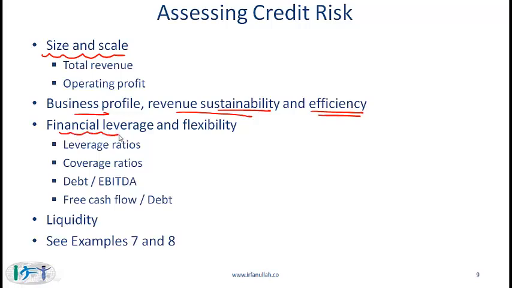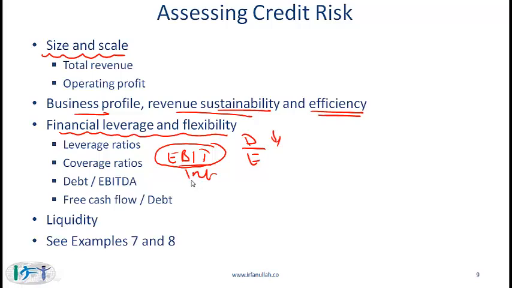You should also consider financial leverage and flexibility. With leverage ratios, we are talking about ratios such as debt to equity. Low ratios are good because for a given amount of equity, if a company has low debt, that means that it will easily be able to make its debt-related payments. Coverage ratios such as EBIT over interest, you want these ratios to be high. High ratio means that the operating profit is relatively high compared to the interest payments.